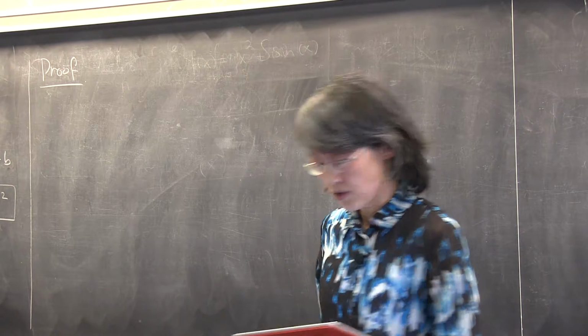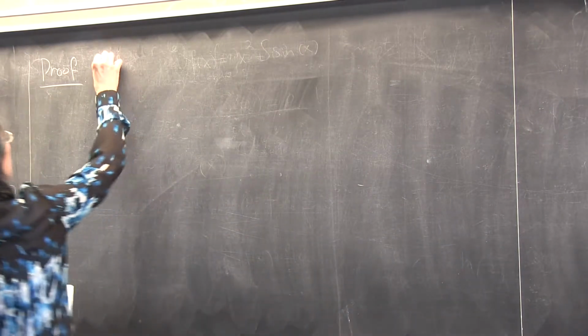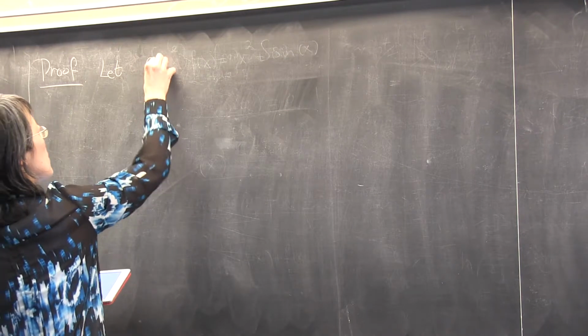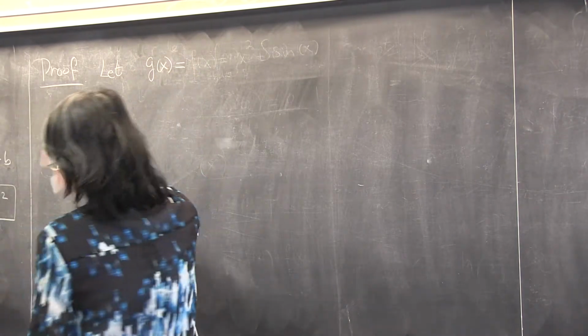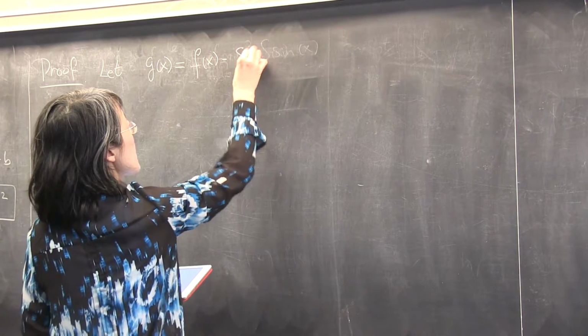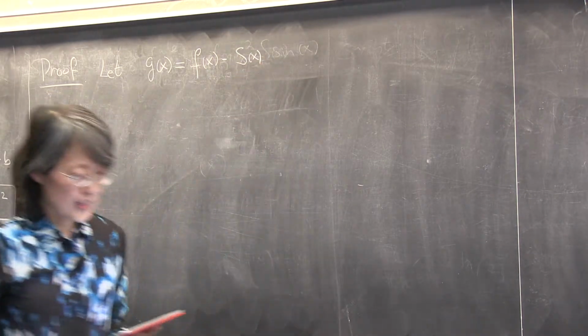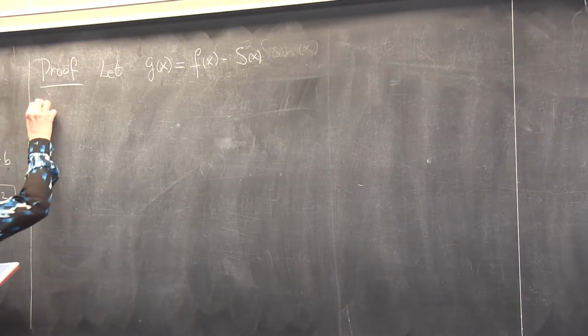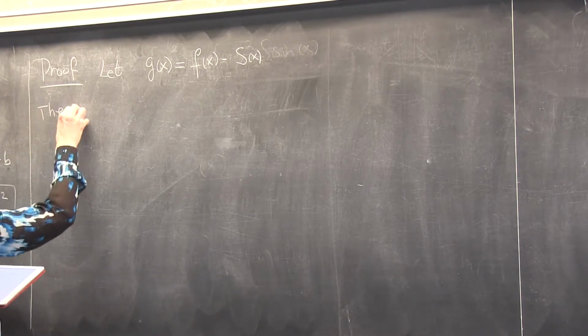Okay, so let's do that. Let's try to prove it. So I need some help. I define a function. Let's call it g, just to be the difference between f and s. Okay. It's kind of the error, right? And what do I know? What properties does it have, this function?